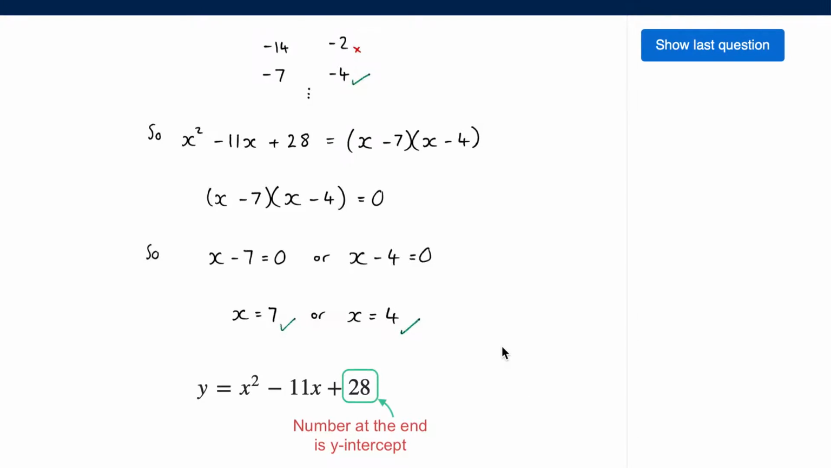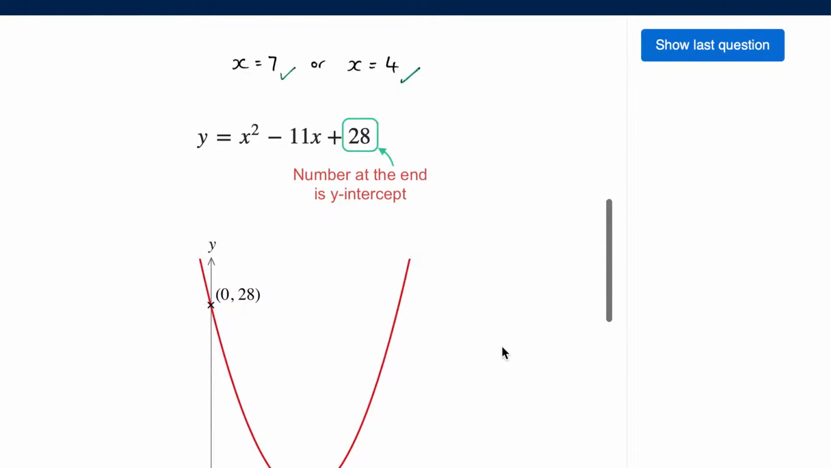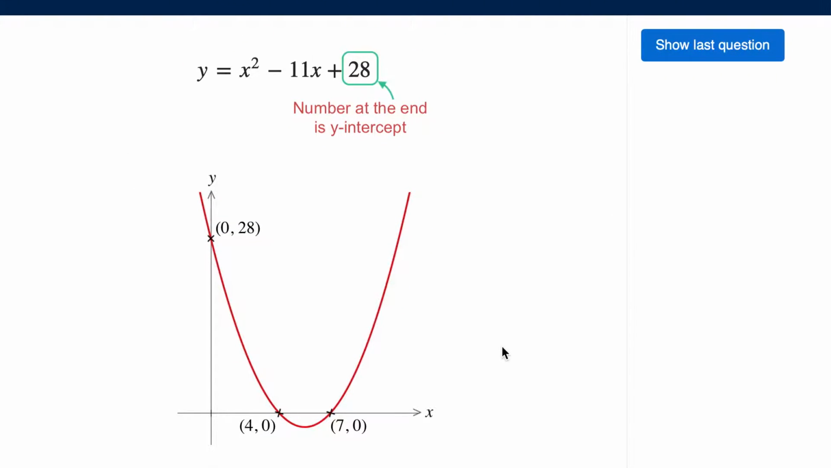Finally, now that we have all 3 points, we can draw a U-shape through them to complete the graph. So draw a pair of axes with a ruler, label them x and y, and mark roughly where the 3 points are, before drawing a smooth U-shaped curve through them to complete the graph. So 4, 0 and 7, 0 are down here on the x-axis, and 0, 28 is up here on the y-axis.